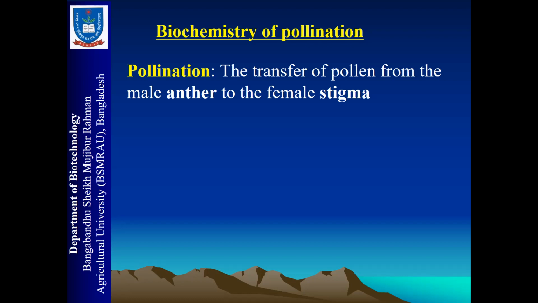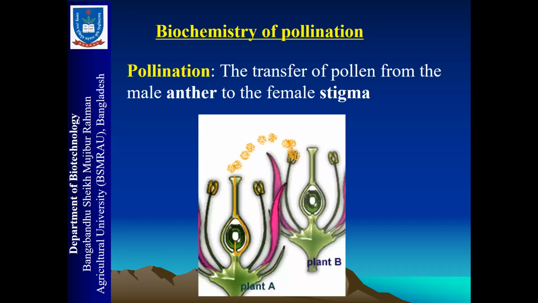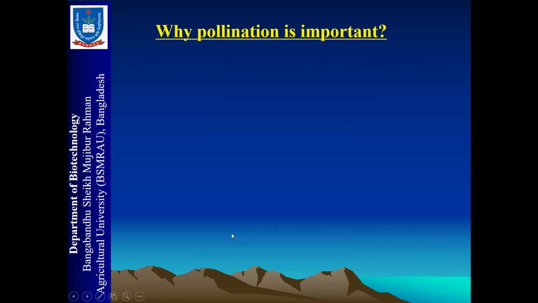And interestingly, in the co-evolutionary process, there are some other aids that help plants with pollination, although they cannot move. So in the image, you can see how pollen from the anther can move to the stigma, and then the fertilization takes place.